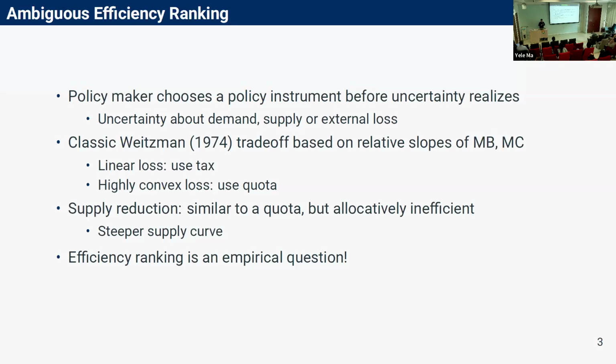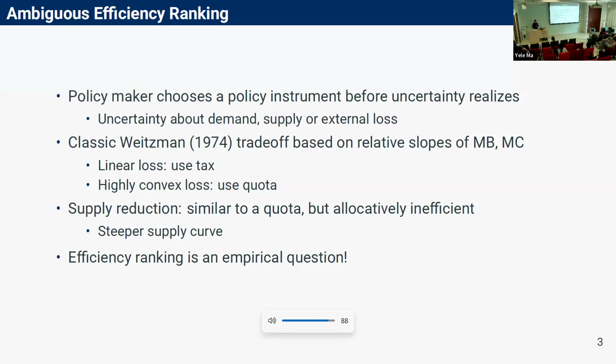So the key intuition here is to think about the shape of the externality. If the marginal damage is increasing, so if the externality is very convex in quantity, then you're going to have a very big loss when the quantity deviates from a certain target. In that case, you would prefer to use quota. When the external damage is linear, or you have a constant marginal damage, you're going to prefer tax. The Pigouvian tax can actually exactly correct the externality. That's the key intuition.